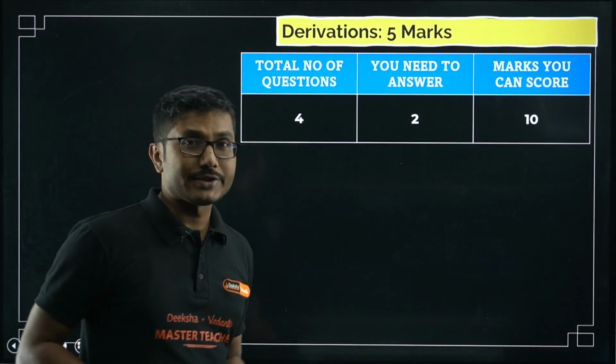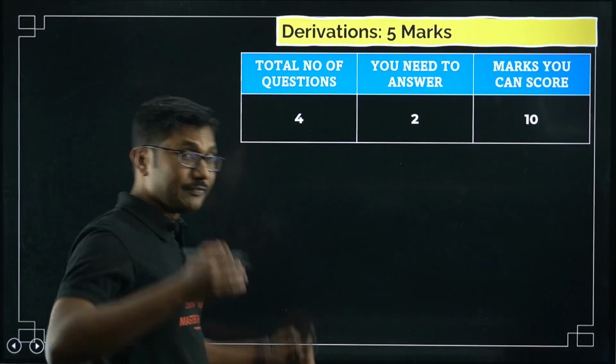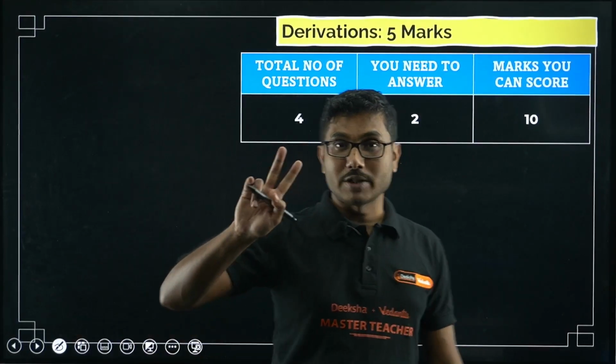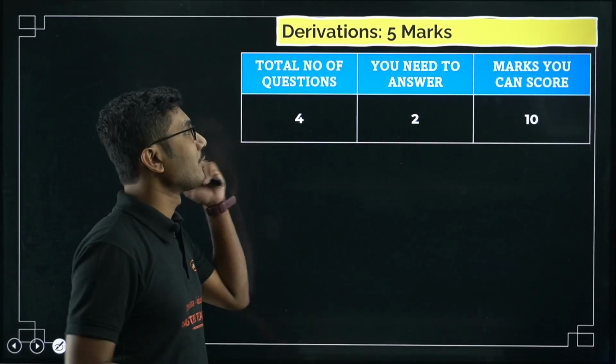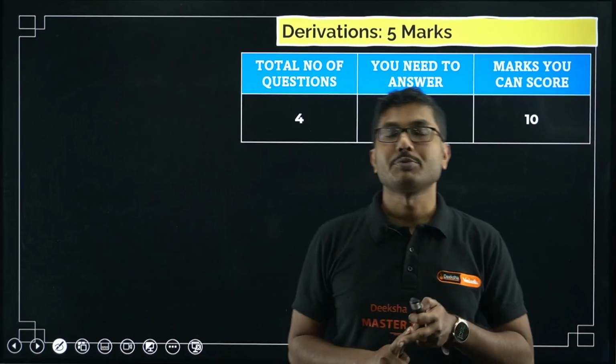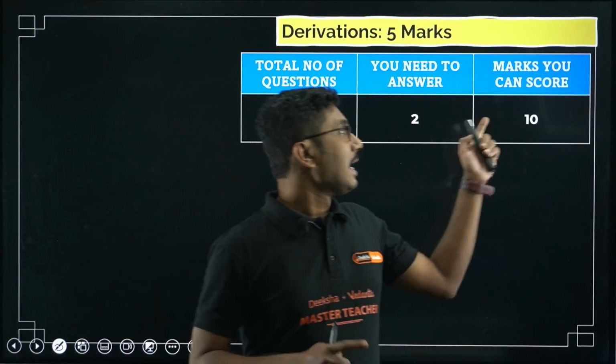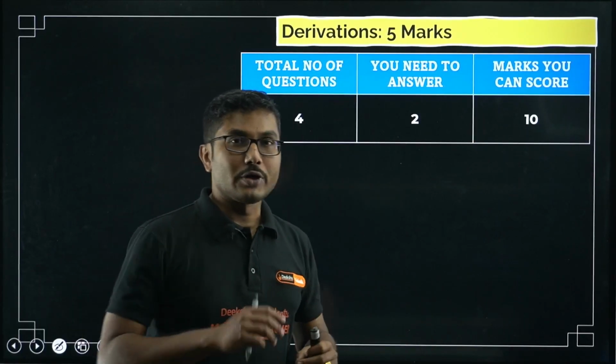How many questions are coming for numericals? Previously there used to be 5 numericals and you had to answer 2. Now they have reduced the number: 4 numericals, and you have to answer 2. So there is a 50% option, and you get the full 10 marks if you answer them correctly.